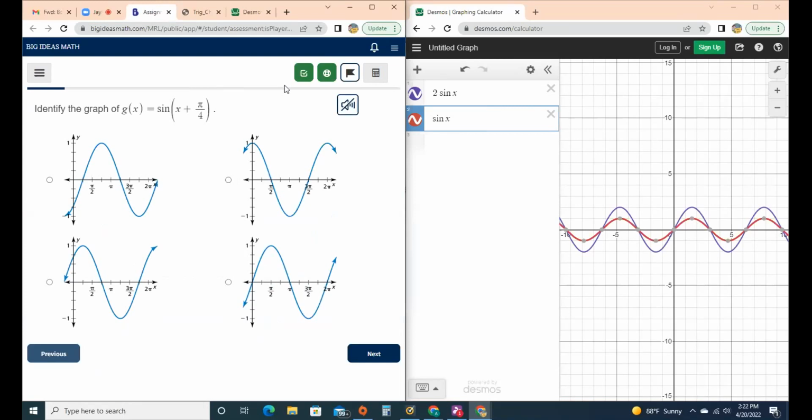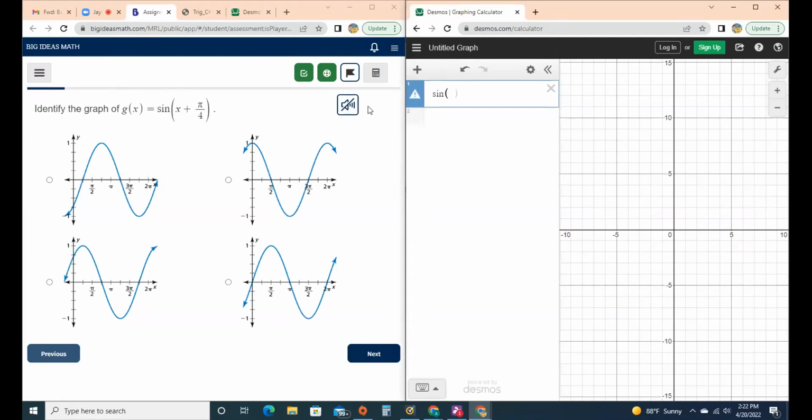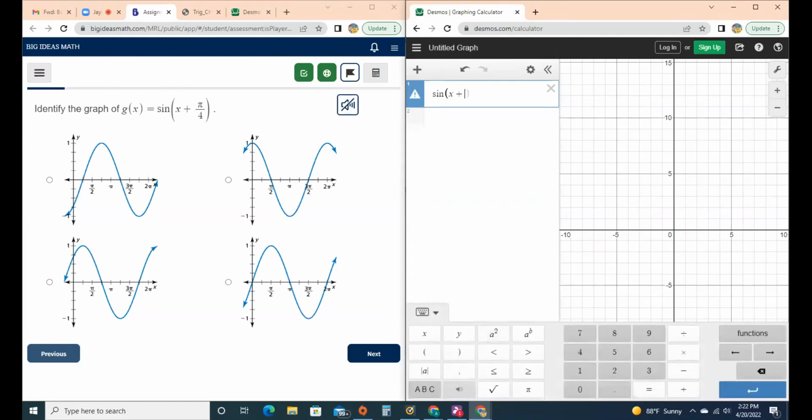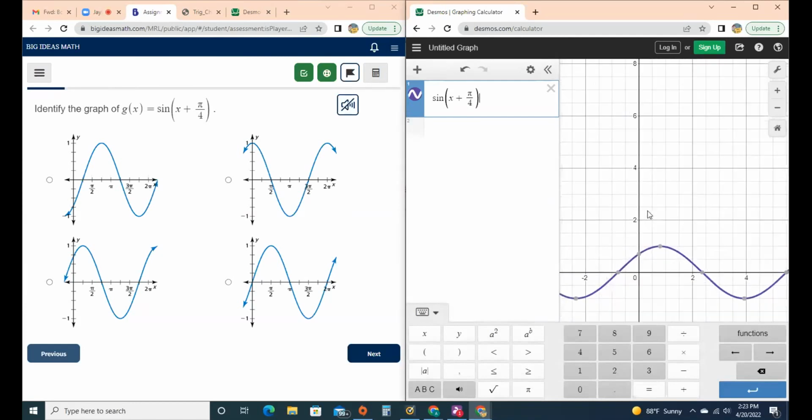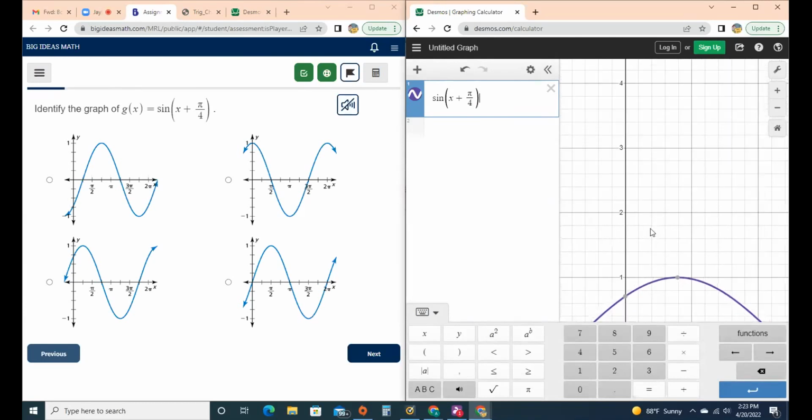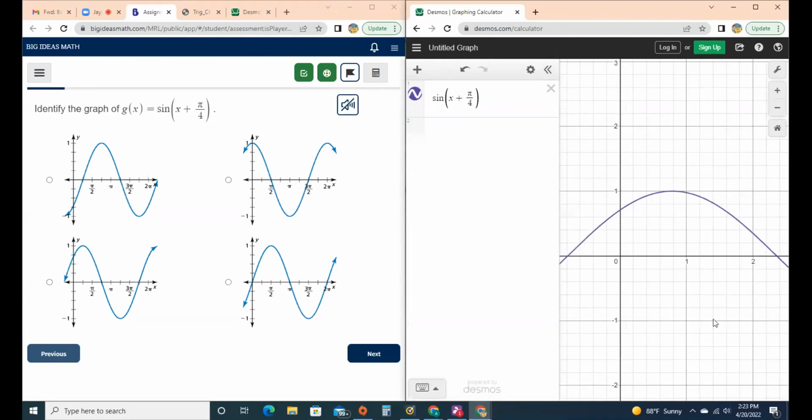Okay, well this one with Desmos is really, dare I say, easy. You just plug it in and see if you get the same thing. Now, you do need parentheses times parentheses x plus 4, pi over 4. And again, if this were a quiz or exam, you'd want to change your window, but you can probably get it zoomed in to the point where you can figure out which one it is.